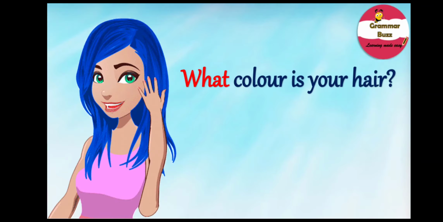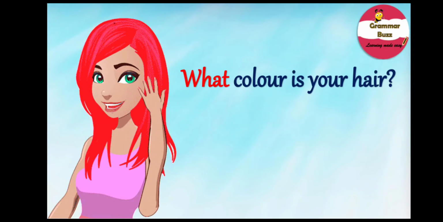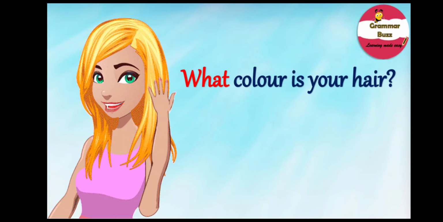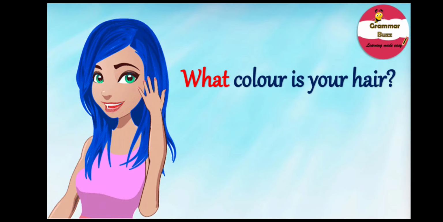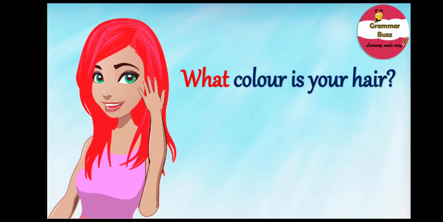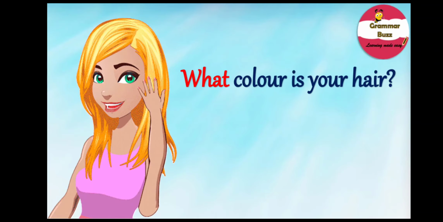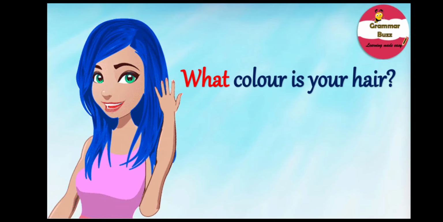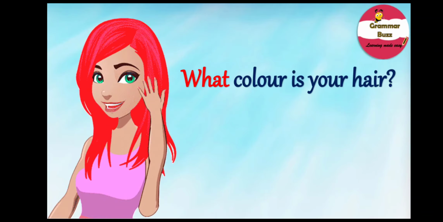Oh, what beautiful hair, my goodness. And what does this sentence say? It says, "What color is your hair?" In this sentence, the word what is used before the noun color and it describes the noun color. So, it must be an interrogative adjective.